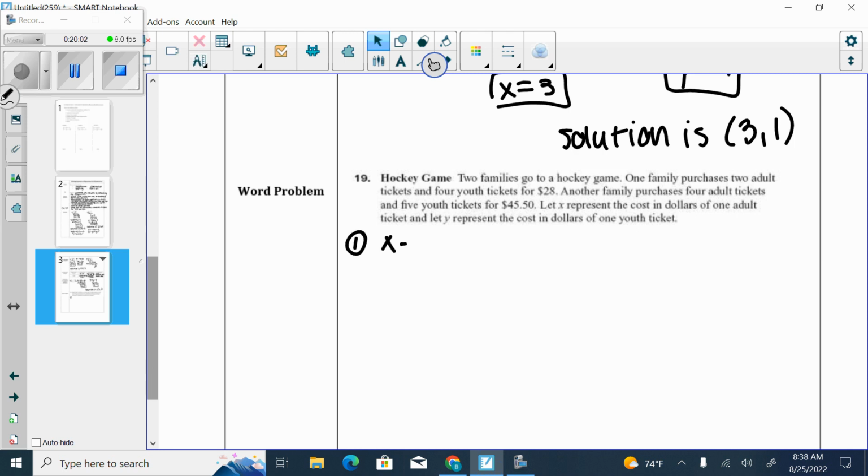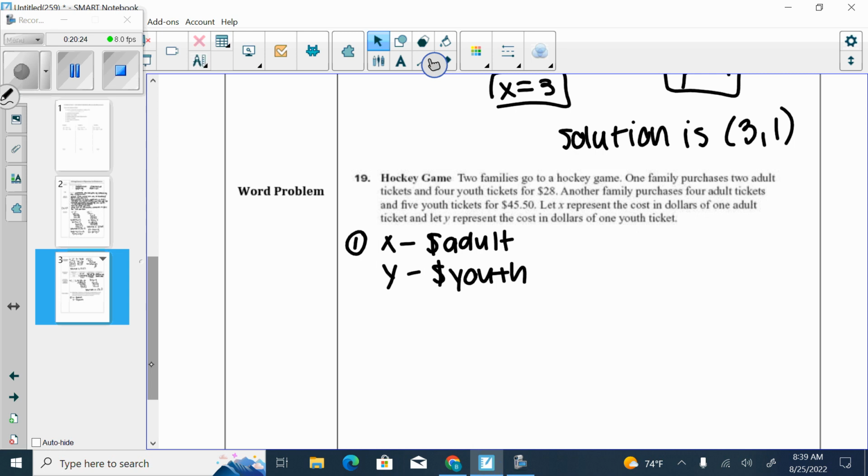So that's my first step. They said X is representing the amount for an adult ticket, and Y is representing the cost of a youth ticket. Right?